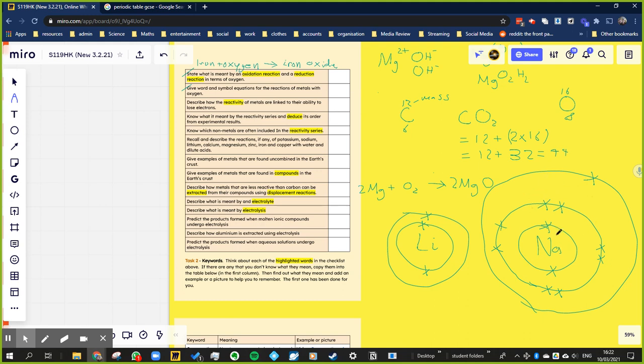The lowest one in group 1 will also only have 1 electron to remove, and that's francium right at the very bottom. It's got many, many shells, and it's still only got 1 electron to remove, so it's extremely reactive, and it's in fact the most reactive metal on the periodic table. So we'll leave that video there.